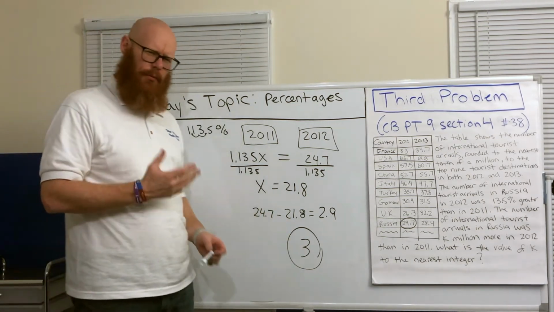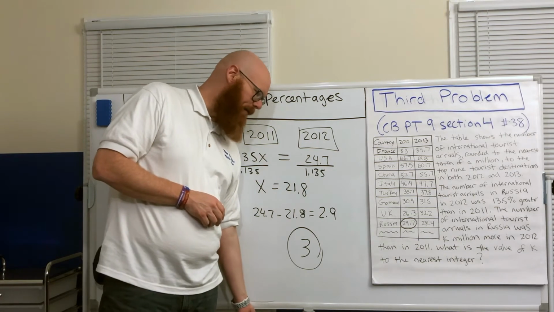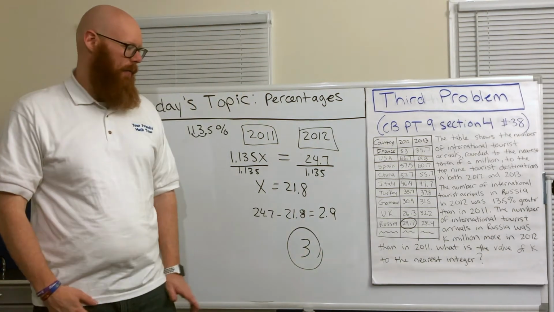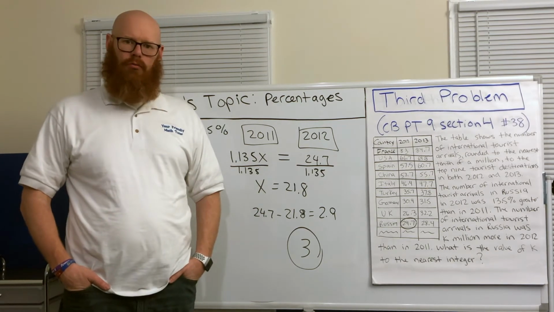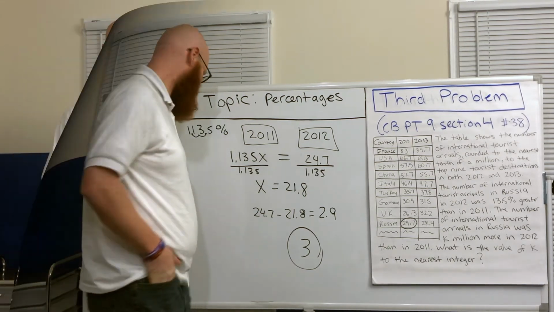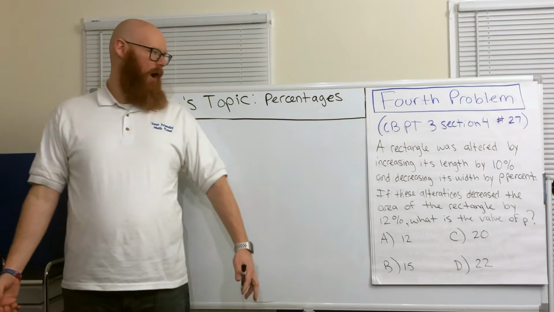All right, so really important, anytime you get a decimal, to go back and read the last sentence. It'll usually tell you there how you should round. All right, now to our 4th problem.